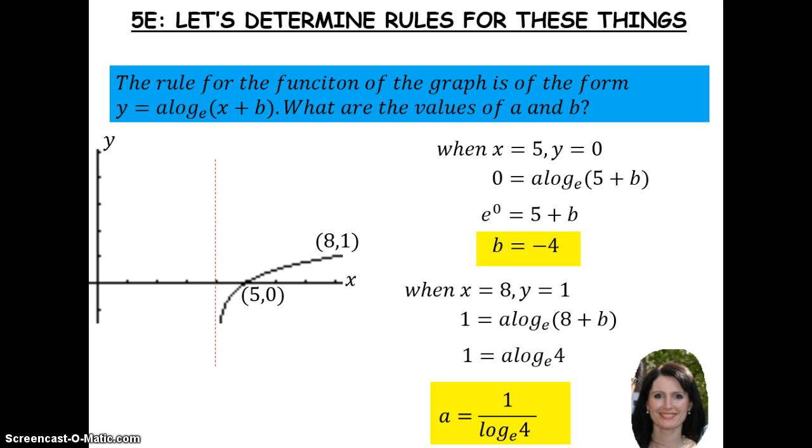So now I have b equals negative 4 and a equals 1 over log e 4. I can then just substitute them into the equation. Again, we put it into the form y equals 1 over log e 4, times log e x, minus 4 first. I can then approximate this to y is approximately, notice the approximate sign after y, not equals. So y is approximately 0.1713 log e x minus 4.